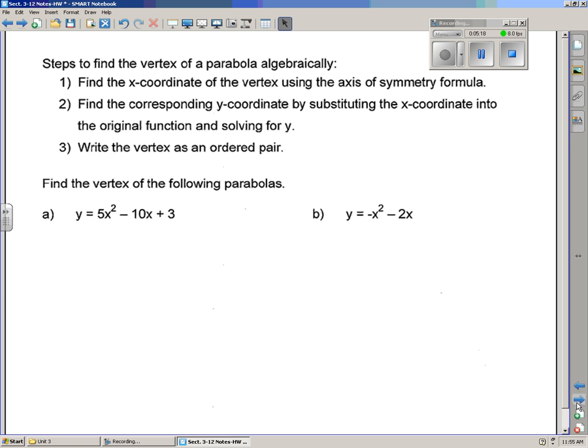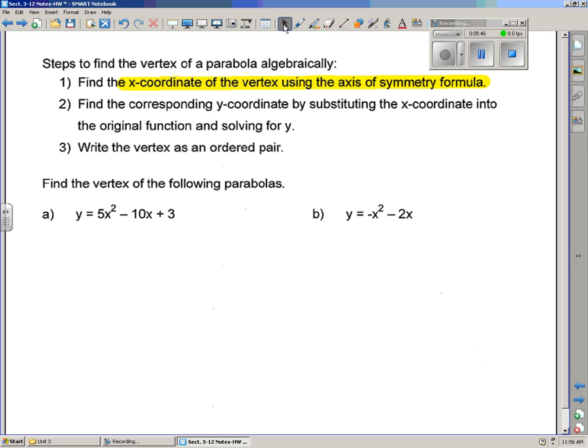The next thing that you're going to be asked to do is to find the vertex of the parabola algebraically. You have done half of this already just by using the axis of symmetry, because believe it or not, the axis of symmetry is the x-coordinate of the vertex. So you're going to have to find the x-coordinate of the vertex, which is going to be done by using the axis of symmetry formula.